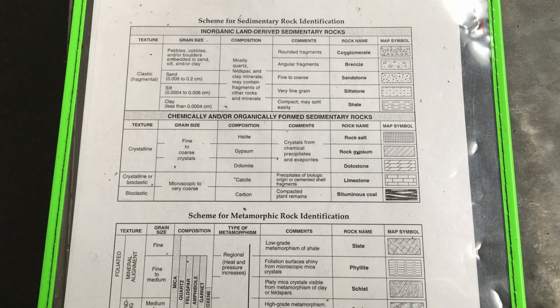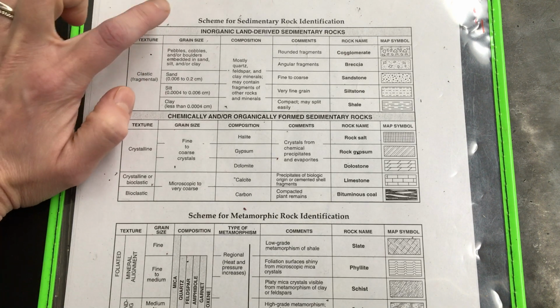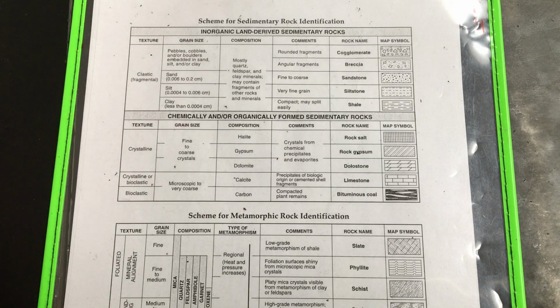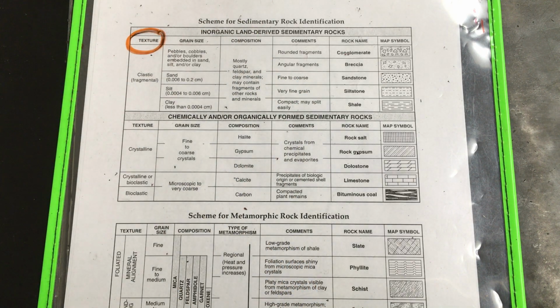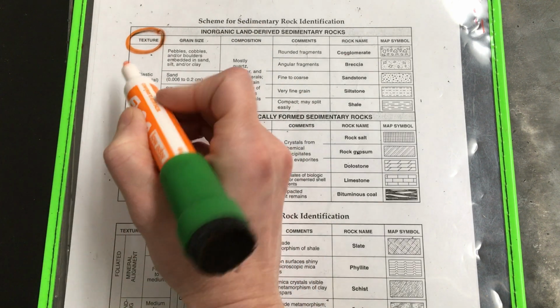In this video, I'm going to show you how to identify sedimentary rock using the scheme for sedimentary rock identification on page 7 of the reference table. The first thing you want to look at is texture. And there are 3 different types of textures for sedimentary rock.